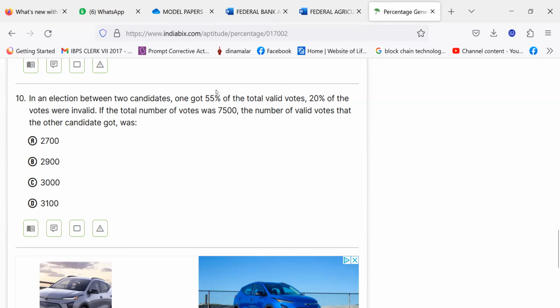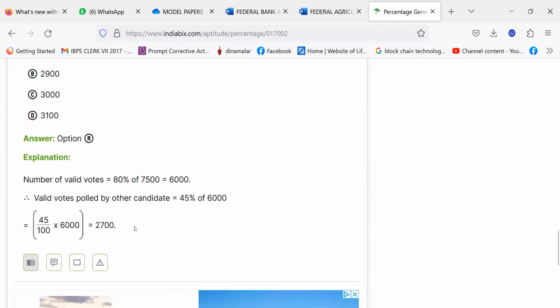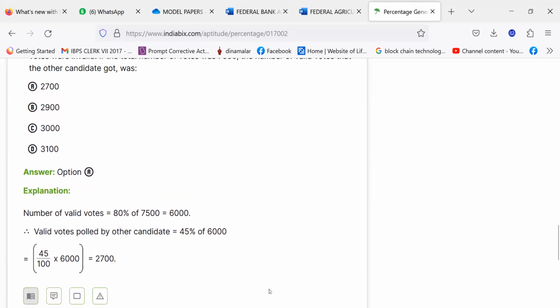Total number of votes cast was 7,500. But 20% of the votes were invalid. So valid votes are how much? 80 by 100 into 7,500. That is 6,000. So out of that 6,000, 45% of the votes, I think, is A only. Correct. Super.